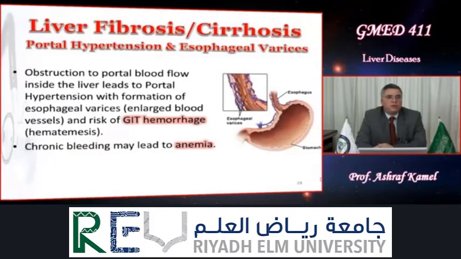Liver cirrhosis or liver fibrosis with portal hypertension and esophageal varices. Obstruction of the portal blood flow inside the liver leads to portal hypertension with the formation of esophageal varices, which are enlarged blood vessels, and the risk of gastrointestinal tract hemorrhage, hematemesis. And chronic bleeding may lead to anemia.